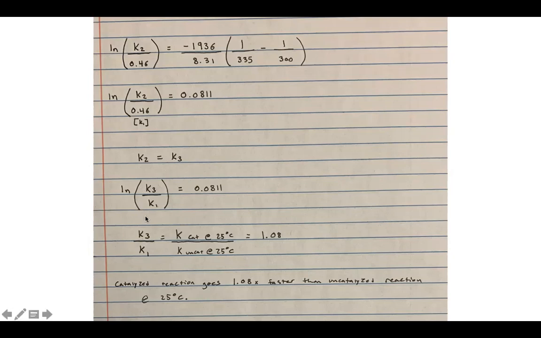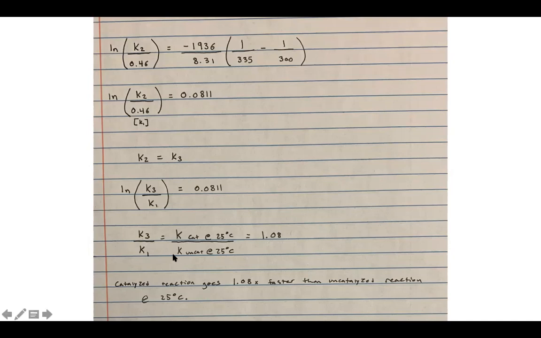What they're actually asking for here is the ratio between K3 and K1. So all I have to do is get rid of the natural log, which I do by doing e raised to this power. So it's e raised to the 0.0811. And I find that this ratio, K3 divided by K1, is about 1.08, meaning my catalyzed reaction goes 1.08 times faster than my uncatalyzed reaction at 27 degrees Celsius.